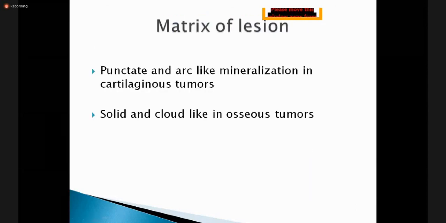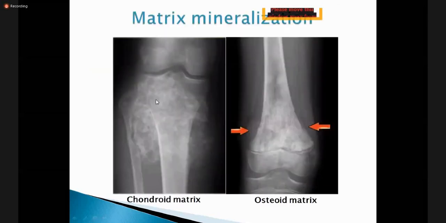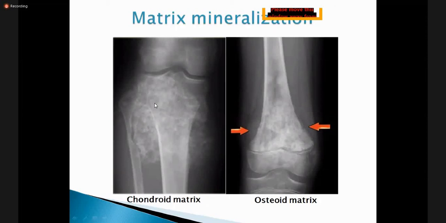Then the matrix of the lesion: does the osteolytic lesion have some calcification or not? If it is a calcification, it is of osteoid nature or cartilaginous nature. The punctate and arc-like mineralization or calcification occurs in cartilaginous tumors, and solid cloud-like in osseous tumors. You see, both of these are matrix mineralization, but they are different. This is the chondroid type. This is the osteoid type.